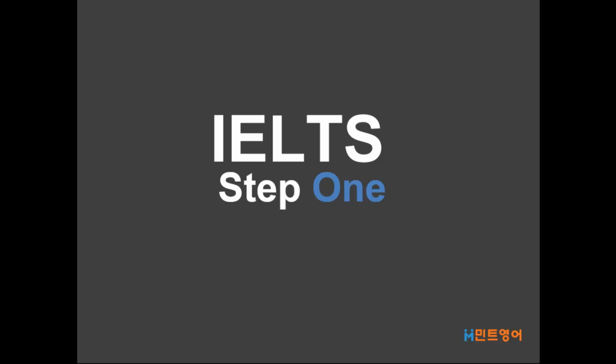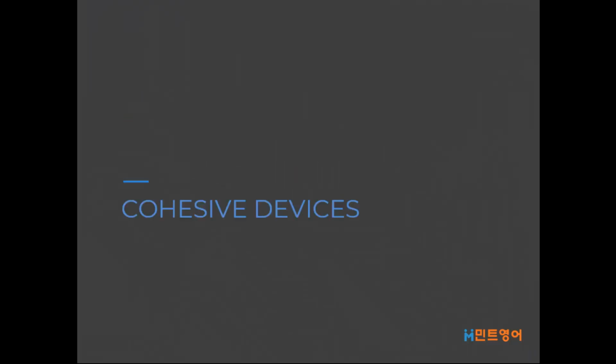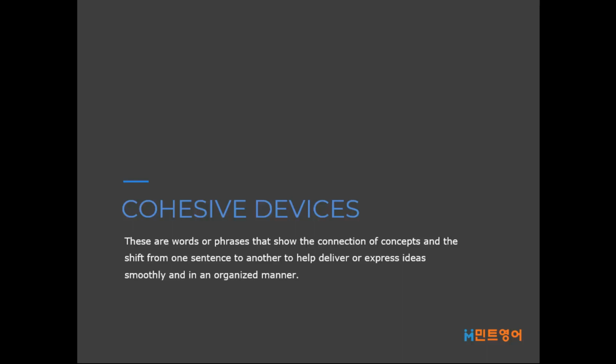In the previous lesson we talked about how to stay on topic. This time we will discuss lesson 5, cohesive devices. Cohesive devices are words or phrases that show the connection of concepts and the shift from one sentence to another to help deliver or express ideas smoothly and in an organized manner.